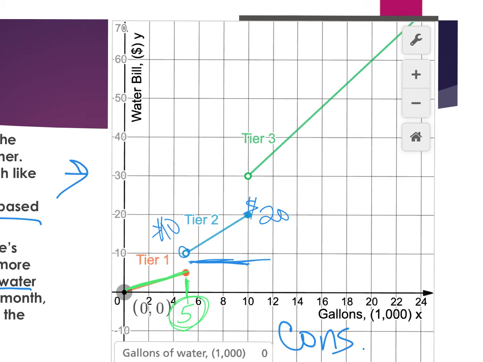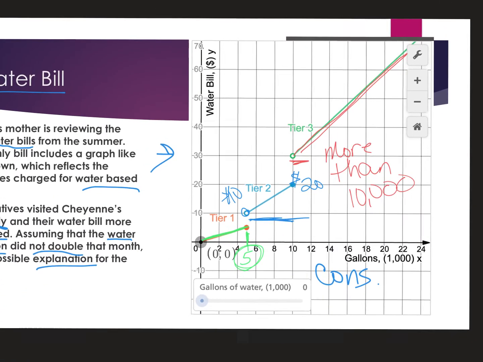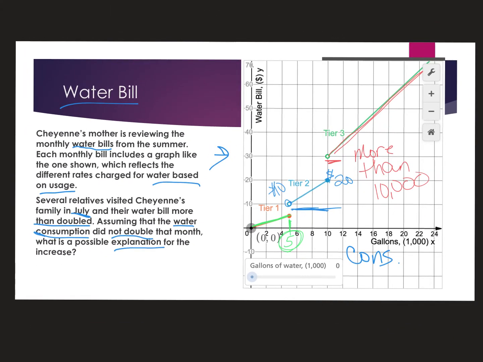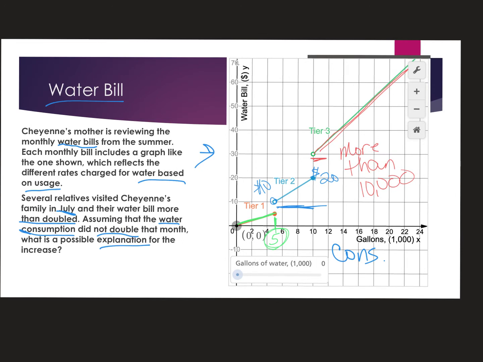And let's say I use even more than that. Let's say I end up in tier 3 because I'm using more than 10,000 gallons. Then my price is shown right here. Notice it's getting steeper and steeper. They're charging me more and more money depending on how much I use. So looking at that, what is a possible explanation for why their water bill doubled even though their consumption didn't?